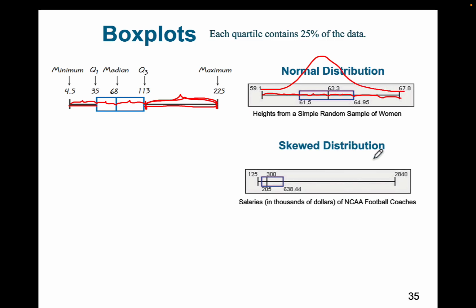Versus skewed data. A skewed distribution on a box plot would look something like this. If it was a bell-shaped curve, as we know, it would have a skewer like this to the side. So an example of a skewed distribution: salaries in thousands of dollars of NCAA football coaches.